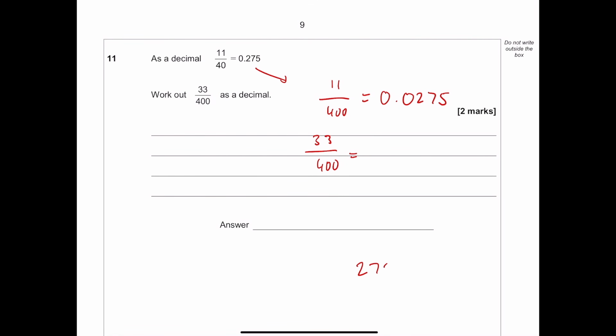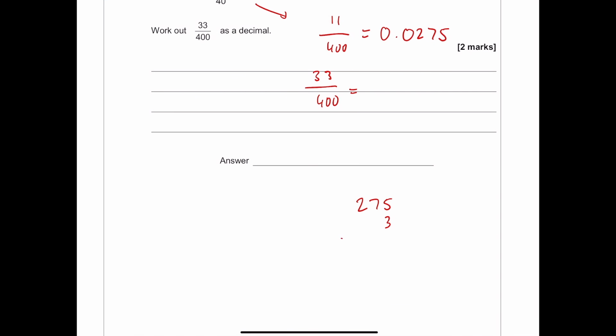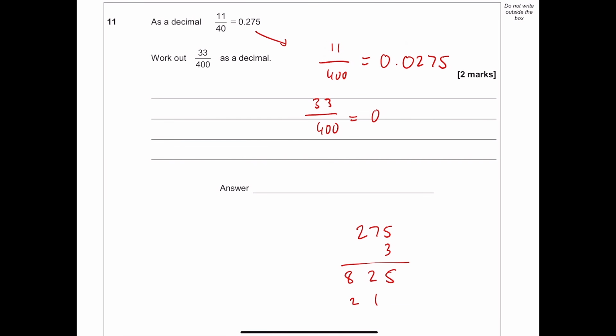So 275 times by 3, we have 15, we have 22, and we have 8. So it's going to be 0.0825, just like that.